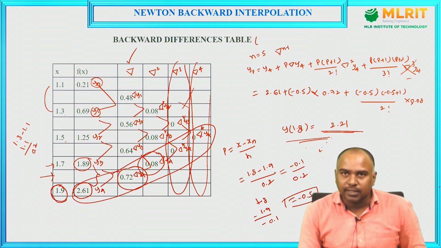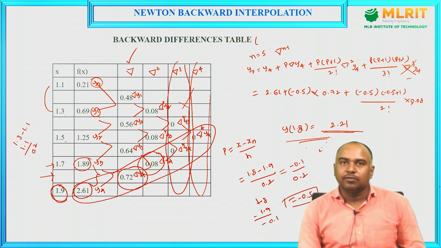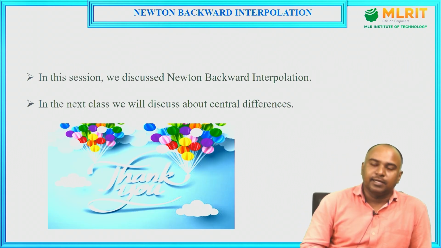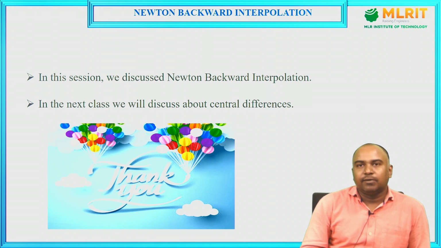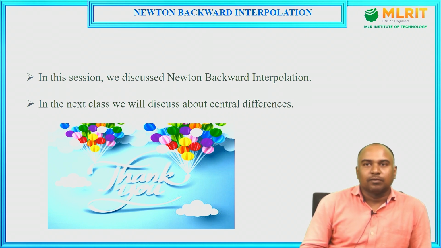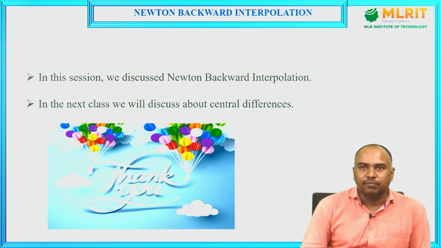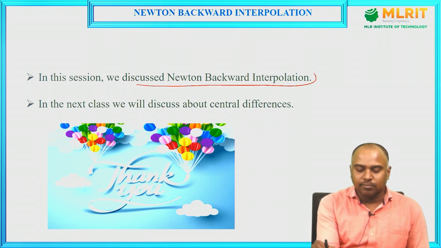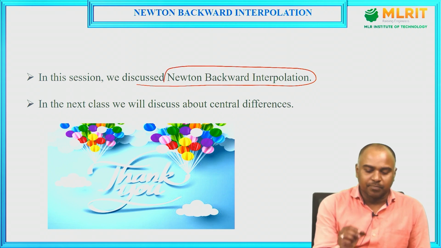If the value is located at the end of the table, you construct the differences table, then we calculate that value. In the same way we can also evaluate polynomials. Using the polynomial, we can estimate the value even if it is outside the table. So in this lecture we discussed the Newton backward interpolation formula.